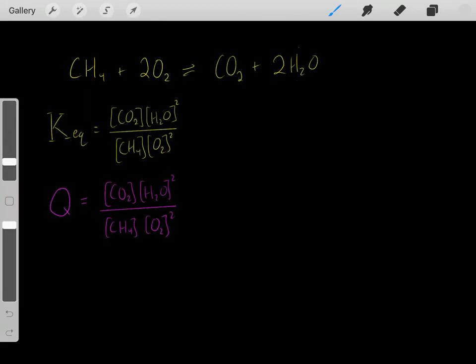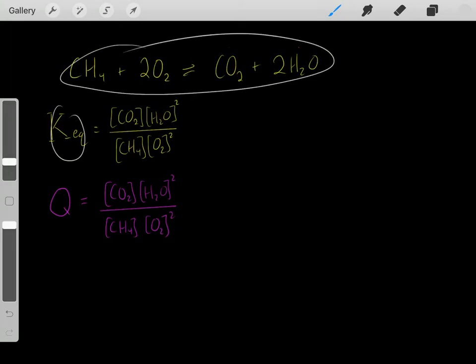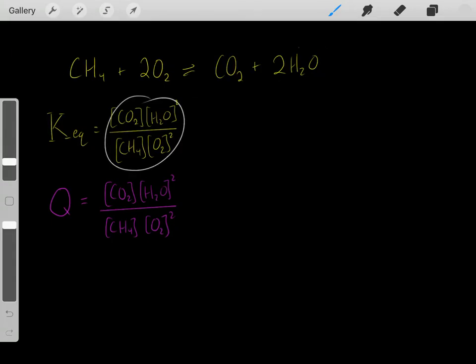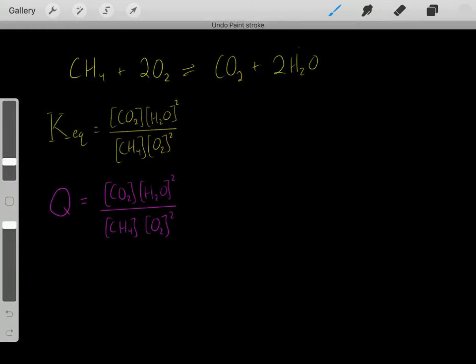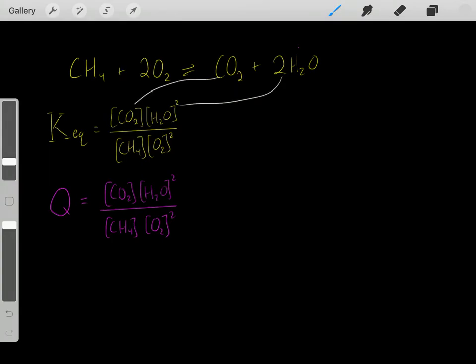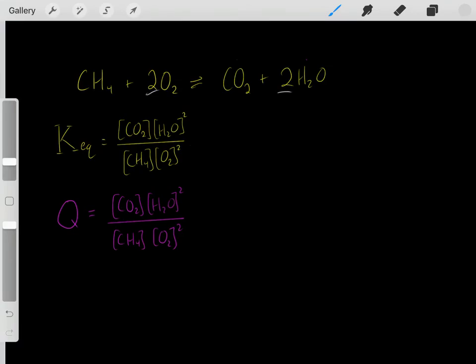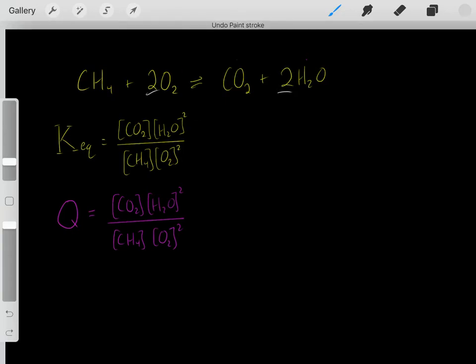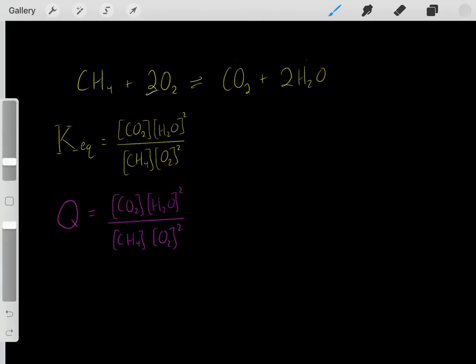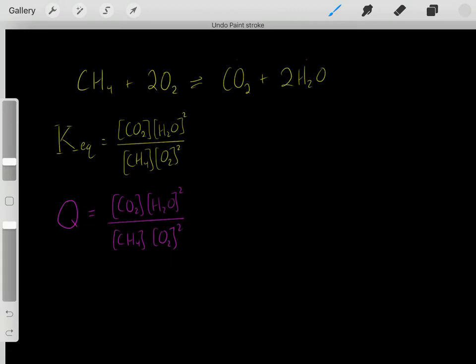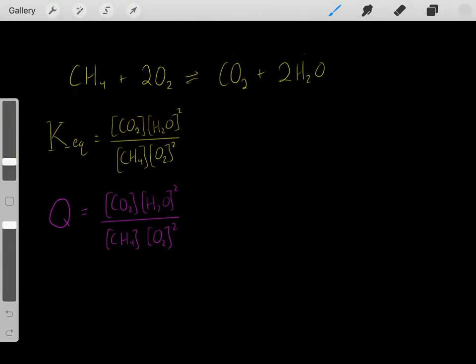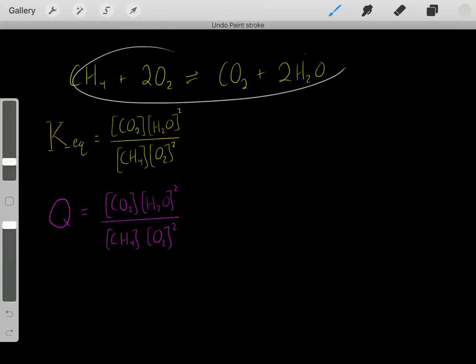For example, how do we find the Keq of this reaction? Well, we use this equation, and we talked about how we use it. We take the products and we put them over the reactants. Then again, we need to know the balanced equation so we can put these products and reactants to their respective powers. But again, we talked about this in the previous video. So again, how would we find the Keq of this reaction?